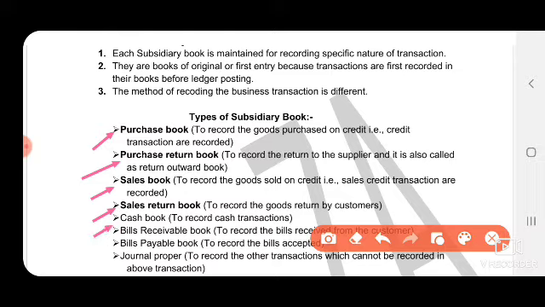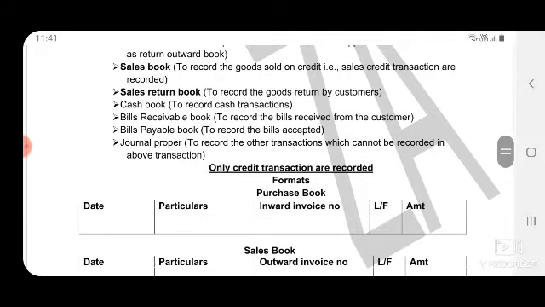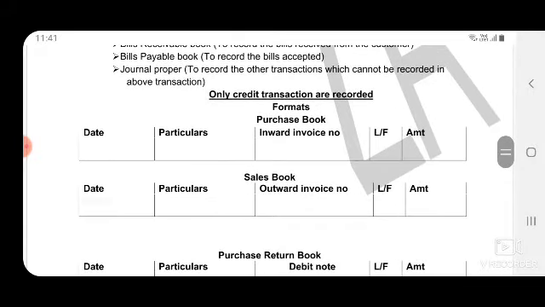In the cash book we will record only cash transactions. Bills receivable, bills payable, journal proper, you don't have as per your syllabus. Now the types of subsidiary books: purchase book, purchase return book, sales book and sales return book. And the cash book is a separate chapter, we will discuss it in the cash book chapter. So this is the format. Only credit transactions are recorded in the purchase book and sales book.